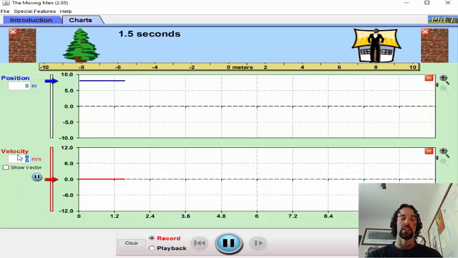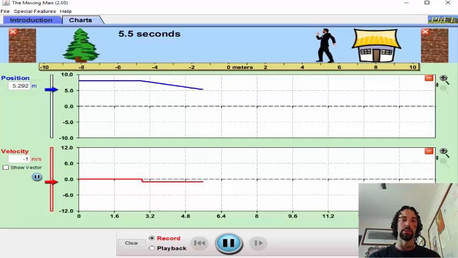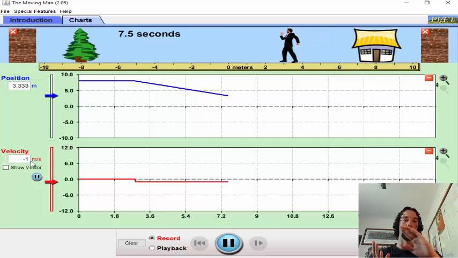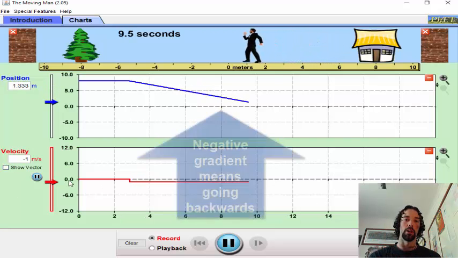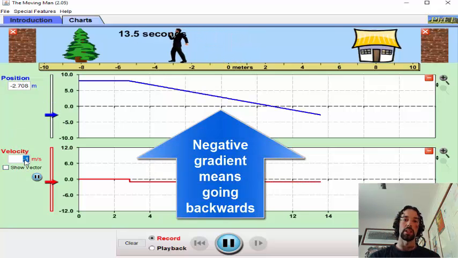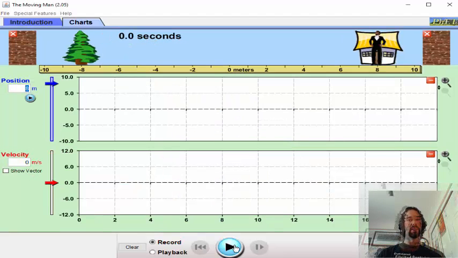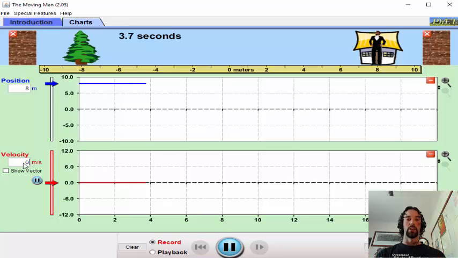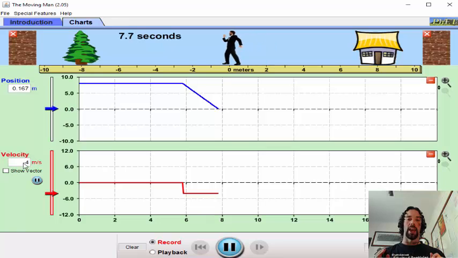So you also might ask, what would happen if we had a negative gradient? Well, if you have a look here, if our man is just slowly running backwards, then we have a negative gradient. So, if we have a negative gradient that goes down, that just simply means the person is walking towards the left or is moving in the other direction. And the gradient of the slope still indicates the speed. So if it's a very steep negative slope, then that would indicate that we have a very high speed moving backwards.